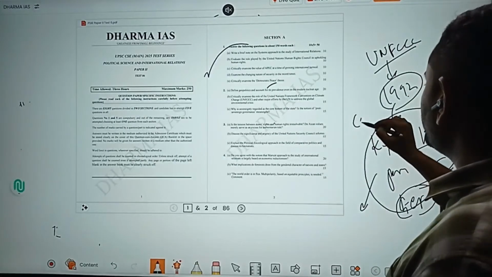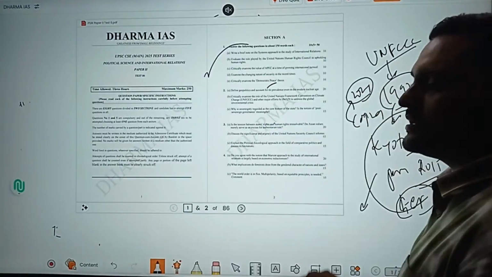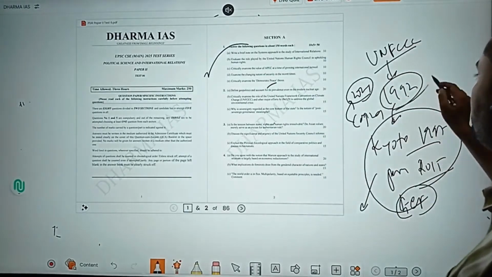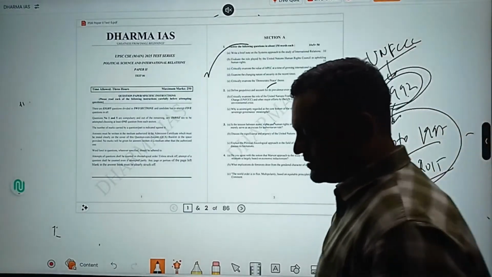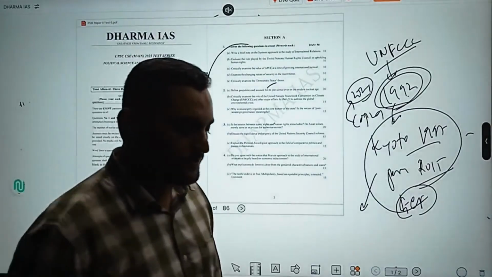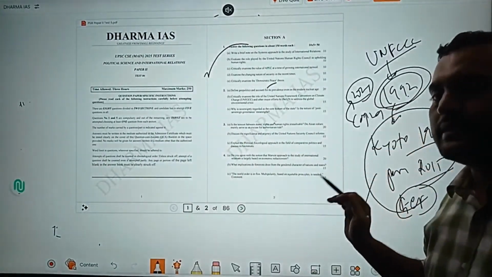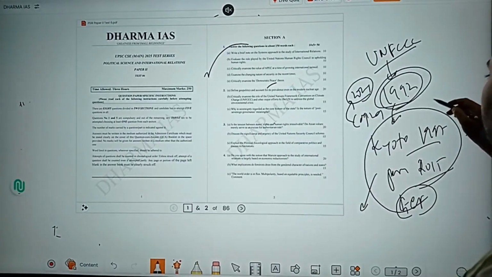COP29 was held in 2024 in Azerbaijan, you can mention that. Every year, the UNFCCC has been holding summits or COPs, Conferences of the Parties. Till date, we have 29. The last one was in 2024.